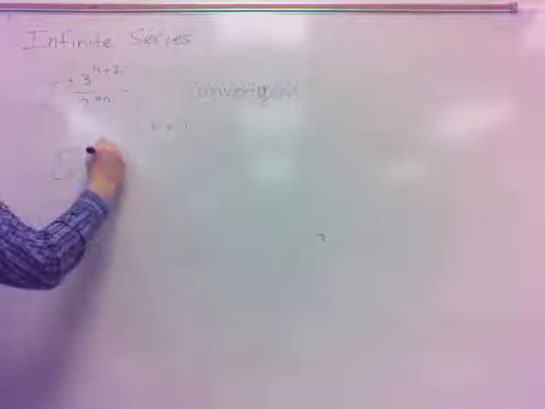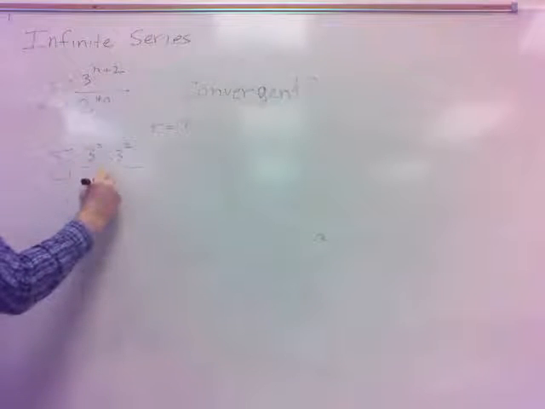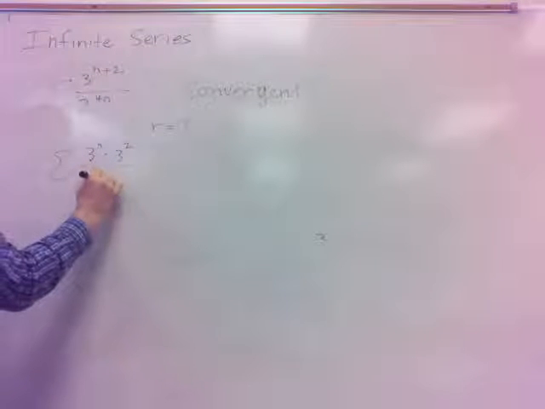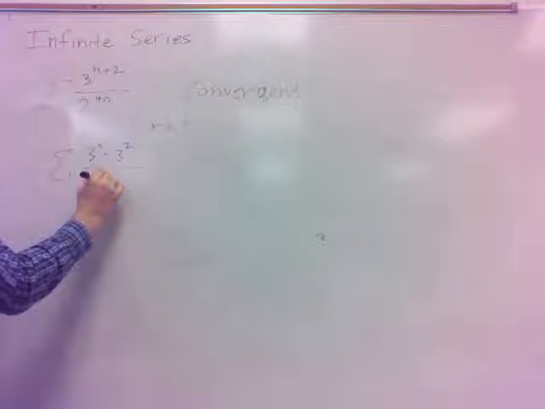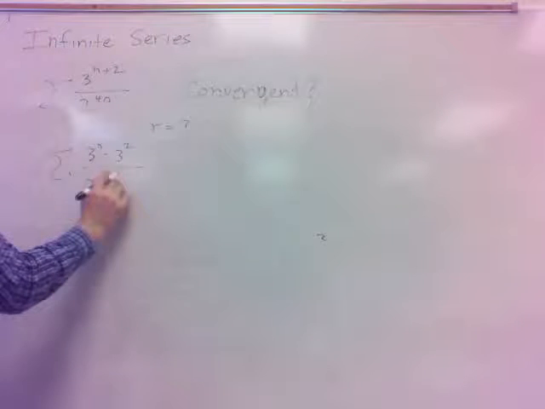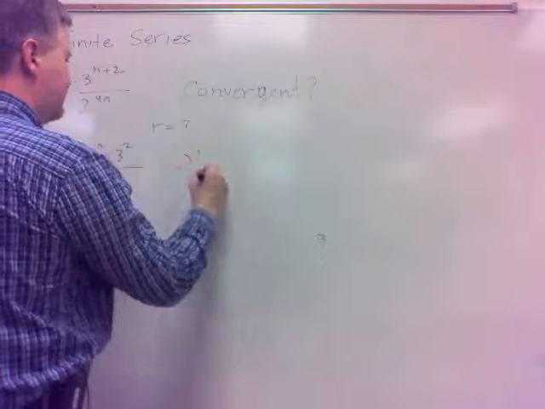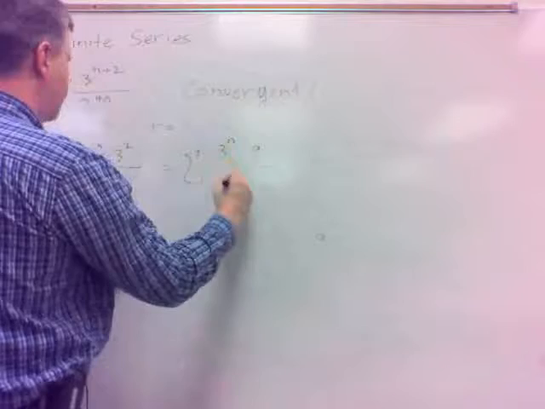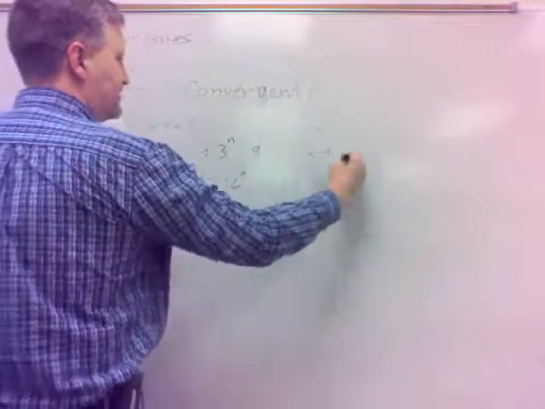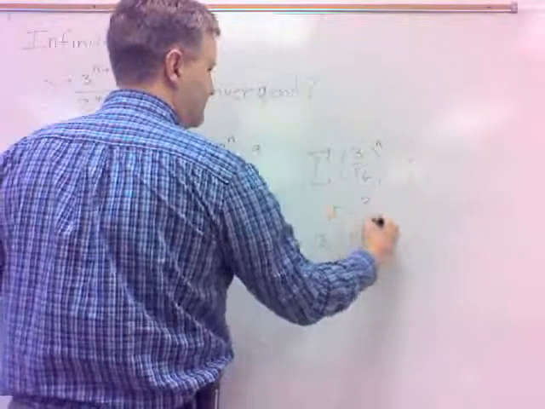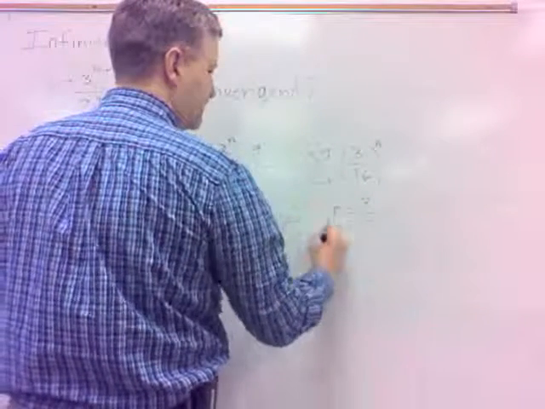Let's change this. It'll be 3 to the n times 3 to the second, over 2 to the fourth to the n. Say it that way. If I have a number times the n, I can write it this way, which is 16. So I have 3 to the n times 9 over 16 to the n. So that's 3/16 to the n. Geometric. r equals 3/16.